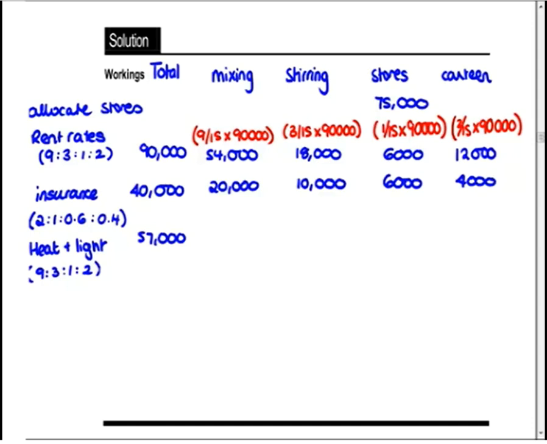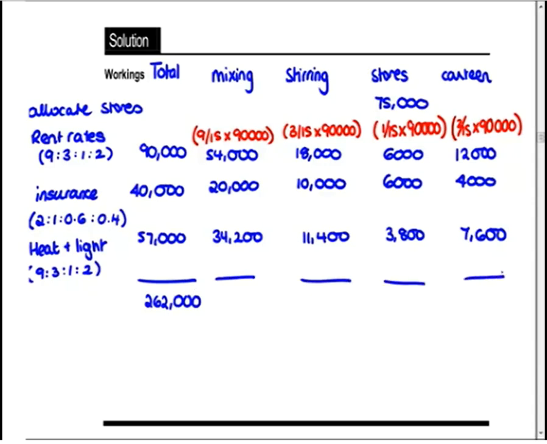So the 57,000 then will be split with 34,200 going to the mixing department, 11,400 to stirring, 3,800 to the stores, and 7,600 to the canteen. So that's how we've split out the 262,000.